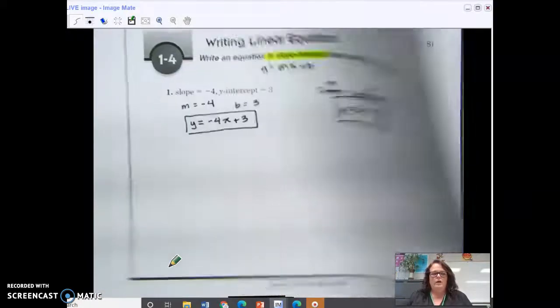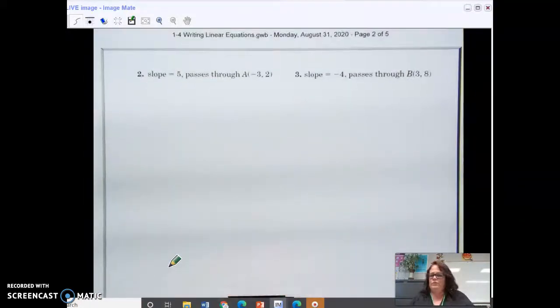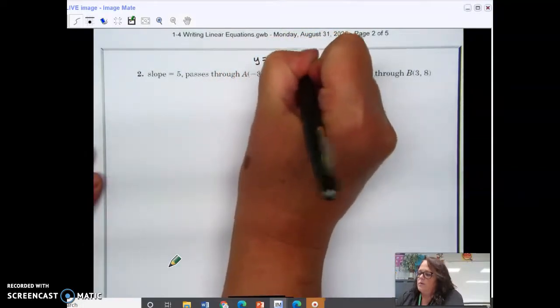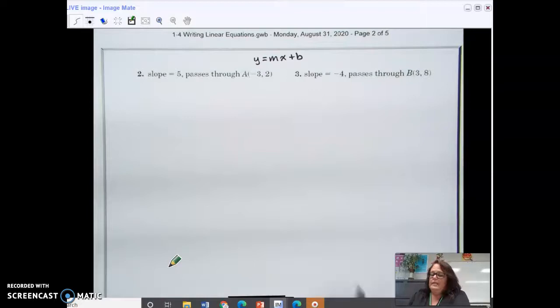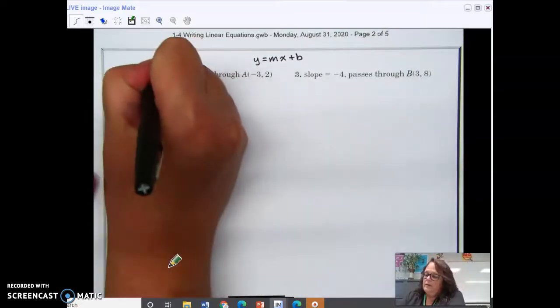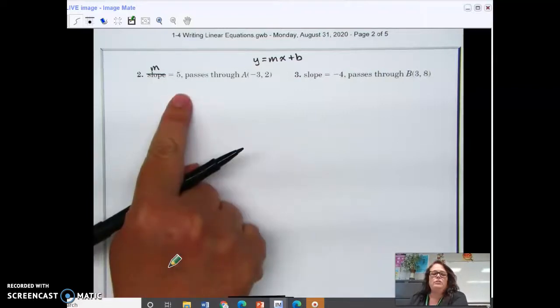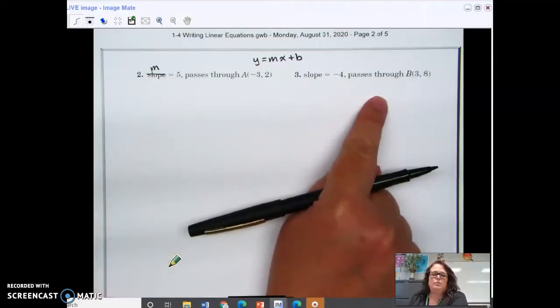All right, so moving on to the next two. So again, I'm just going to make a little note. We got y equals mx plus b is what we're going for. So in this case, we do have the slope, but we no longer have the y-intercept. So I'm going to show you two different ways to do this problem. And actually, I'll show you one way with question number 2 and a different way with question number 3.